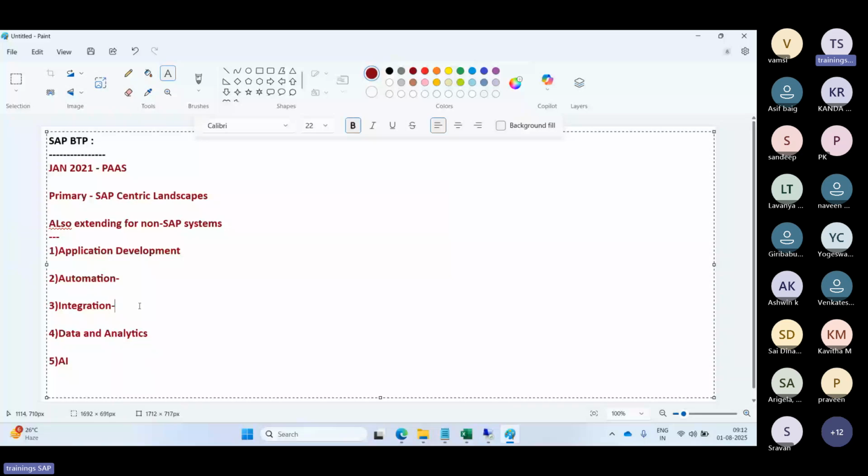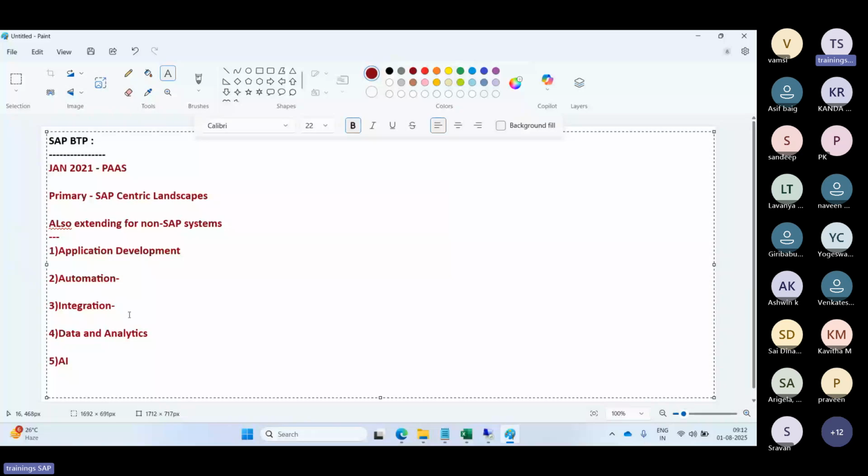So integration means Integration Suite, right? CPI, CA, PI integration suites, right? Advanced Event Mesh. All these services come under the Integration Suite. And the next one, data and data analytics here, right?